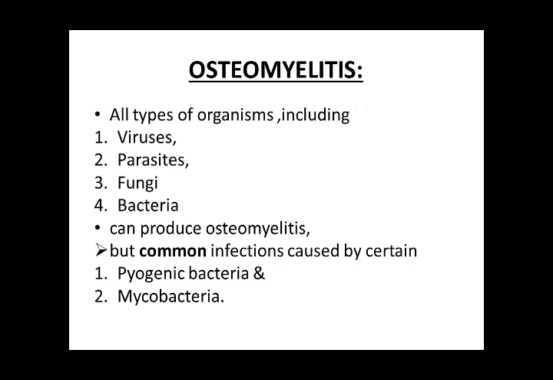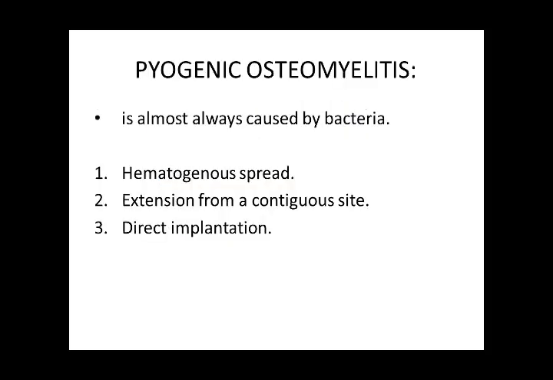Organisms could be viruses, parasites, fungi, or bacteria that can produce osteomyelitis. Common organisms are pyogenic bacteria, causing pyogenic osteomyelitis. It spreads in three ways: hematogenous, as another area is infected and the bone might get infection; extension from a contiguous site; or direct implantation from a wound.